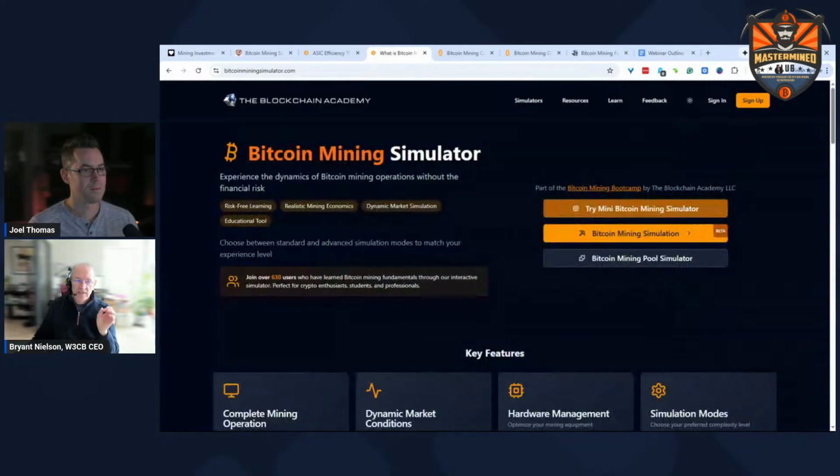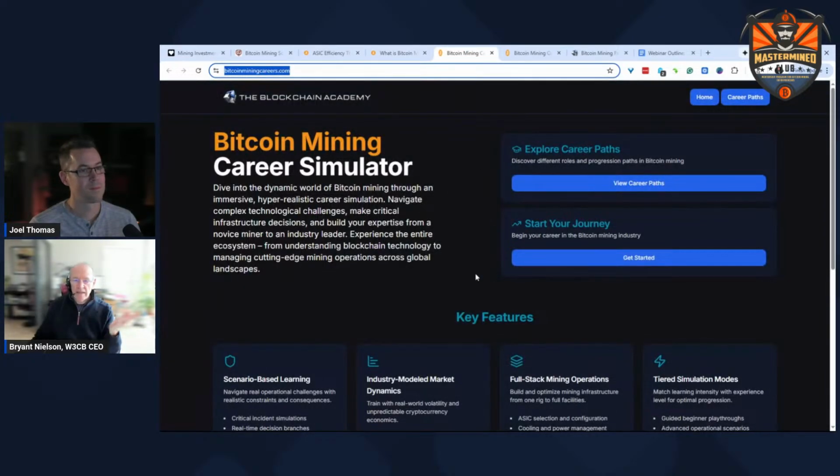Again, the simulators here, the big two is the Bitcoin mining simulator, very complex, but it will get you absolutely top of mind understanding what it's like to really run a Bitcoin mining facility. And of course, unless you're solo mining, you have to understand how pool mining works. That then allows for you to do the next simulation.